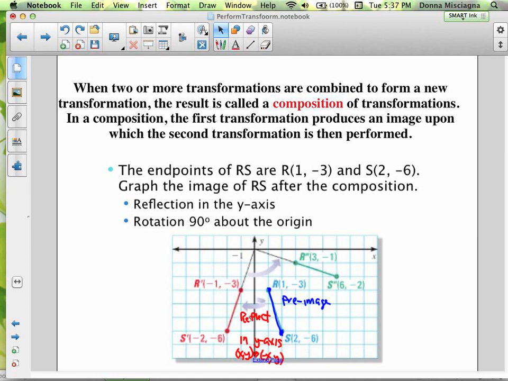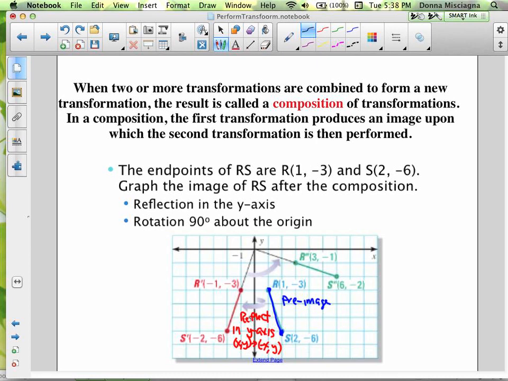If you notice, we were at (1, -3) and (2, -6), and after the reflection, it's now (-1, -3) and (-2, -6). Then we have a rotation of 90 degrees about the origin. They're forgetting to tell you something, because that's not enough information to perform the transformation: they forgot to tell you which direction. You can see from the diagram which way they meant, and that is counterclockwise. So 90 degrees counterclockwise about the origin.